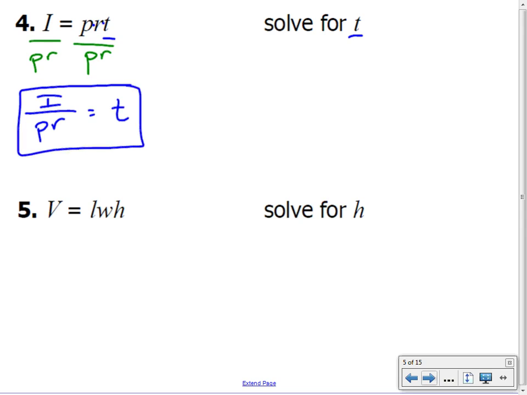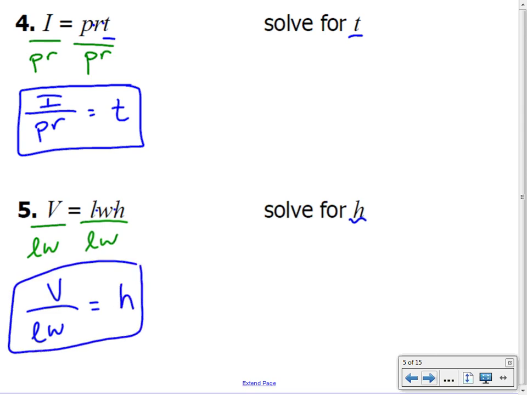Okay, same thing for number 5. We're solving for H. L times W times H is what we have on the right side of this equation. So to get rid of the L and the W, we just have to divide by LW. And our final answer would be V divided by L times W is equal to the height, or H.